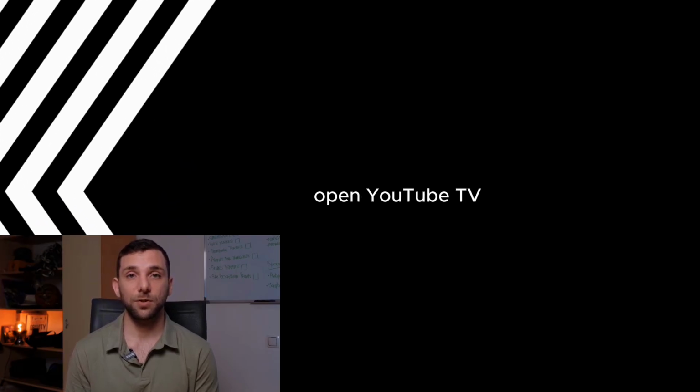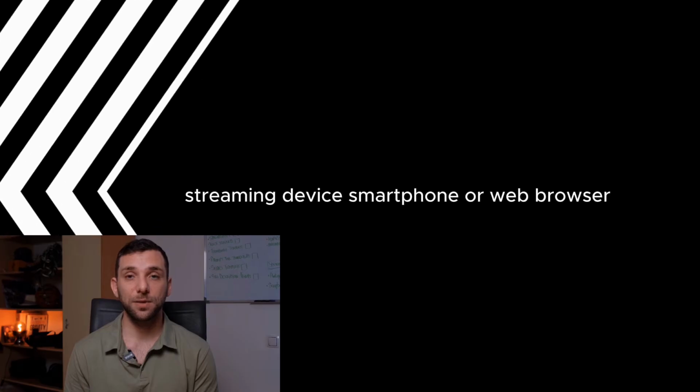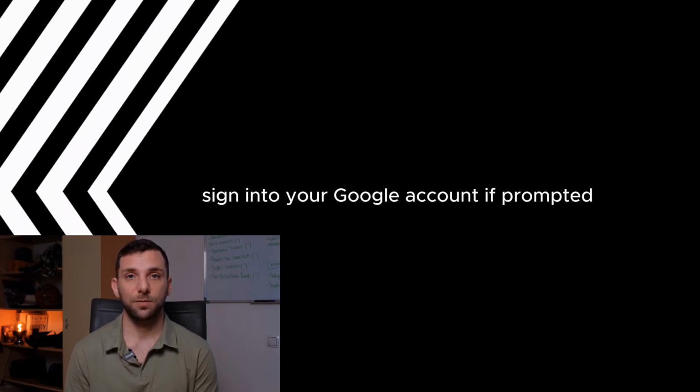Follow these steps. Step 1. Open YouTube TV. Launch the YouTube TV app on your smart TV, streaming device, smartphone, or web browser. Sign into your Google account if prompted.